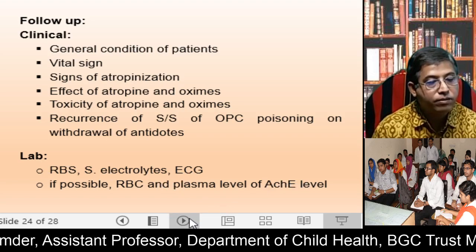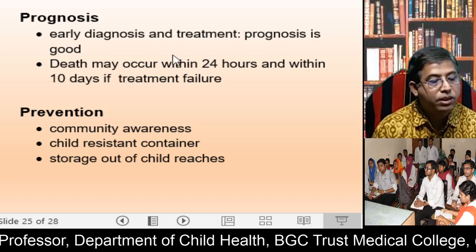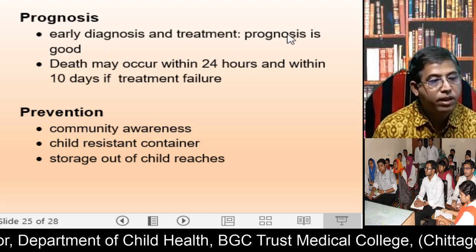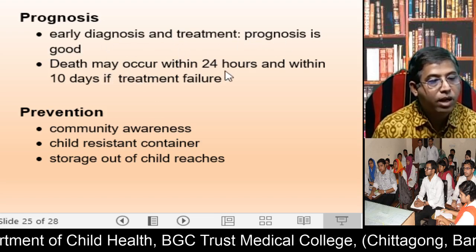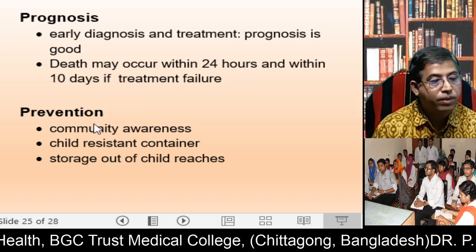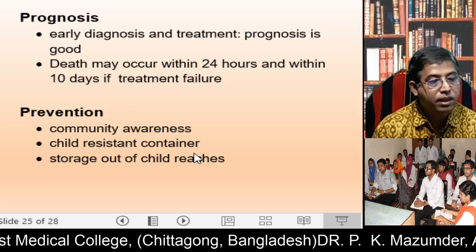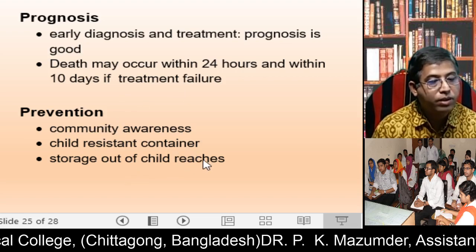acetylcholinesterase. Now prognosis: with early diagnosis and treatment, prognosis is good. Death may occur within 24 hours and within 10 days if treatment fails. Prevention of OPC poisoning: community awareness, child-resistant containers, and storage out of reach.